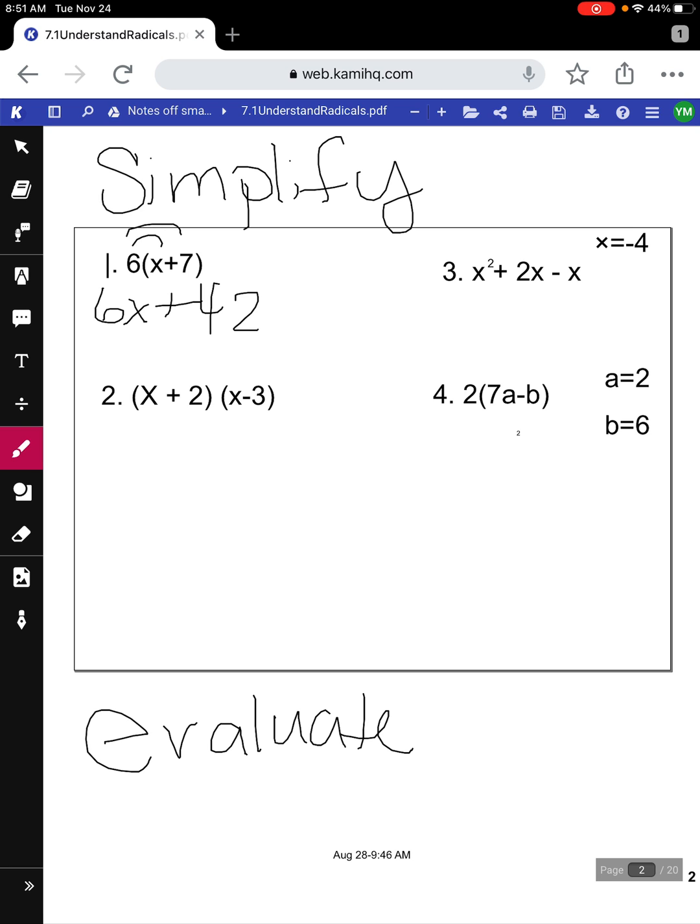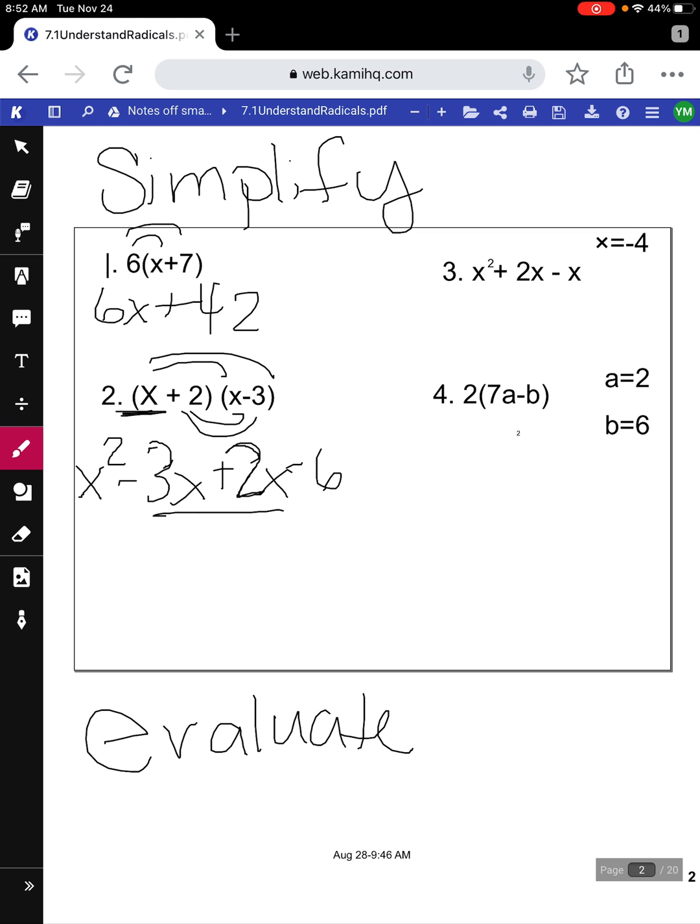For number 2, we did this one as well. We have to distribute the x to everything, and then distribute this 2 to everything. So this becomes x squared, and then x times negative 3 is negative 3x, 2 times x is plus 2x, and then 2 times negative 3 is negative 6. And then you need to make sure that you combine like terms. So you have x squared minus x minus 6.